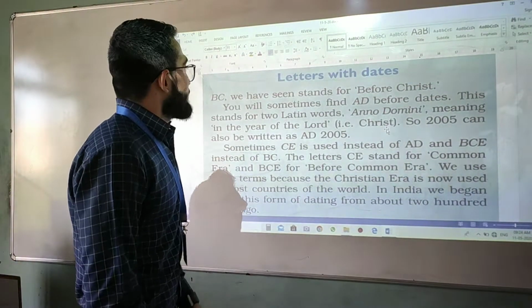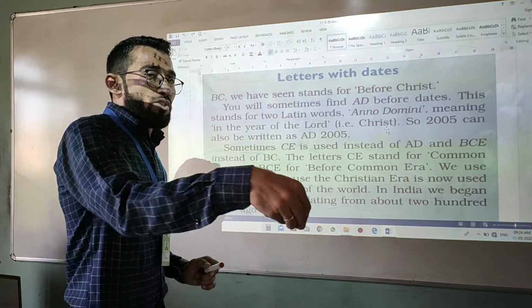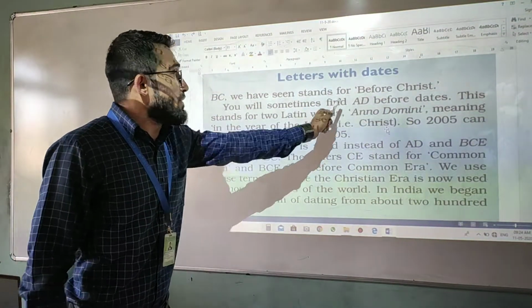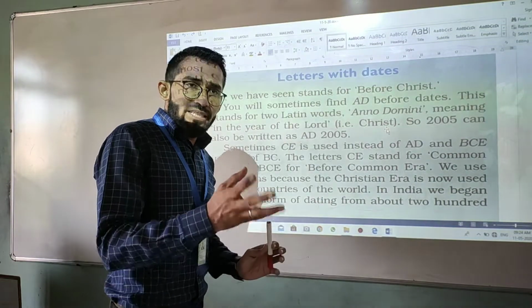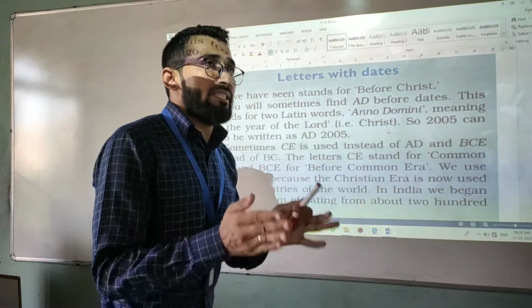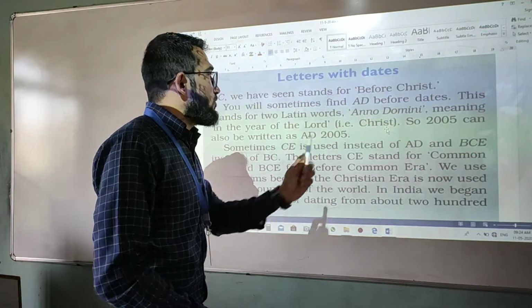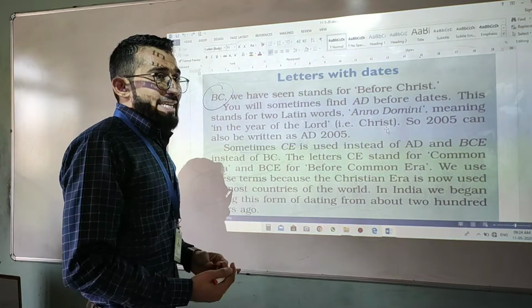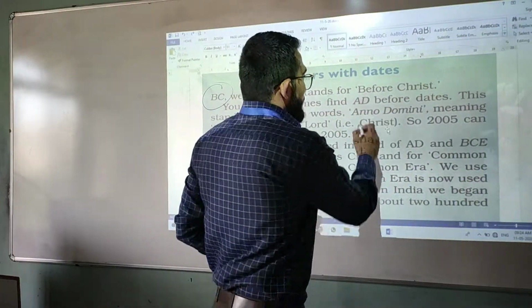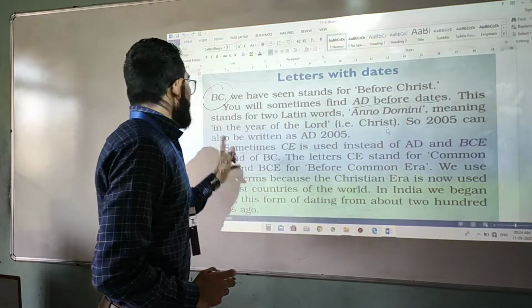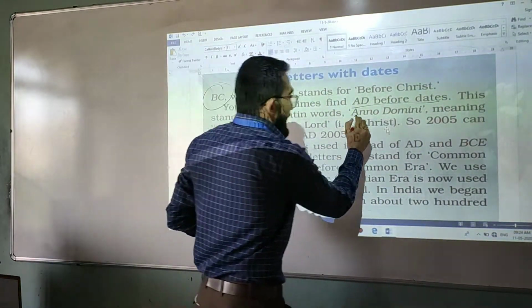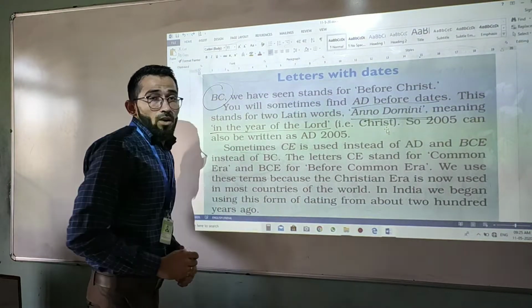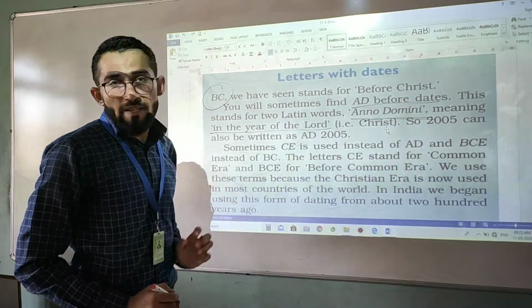Now you can see here, later 5 days means the topic which we just now have discussed. You can see BC, we have seen, stands for Before Christ, meaning all the past before the birth of Jesus Christ is mentioned with BC. And some of the dates where you can find AD before dates, this stands for Anno Domini, meaning in the year of Lord or in the year of Jesus Christ.